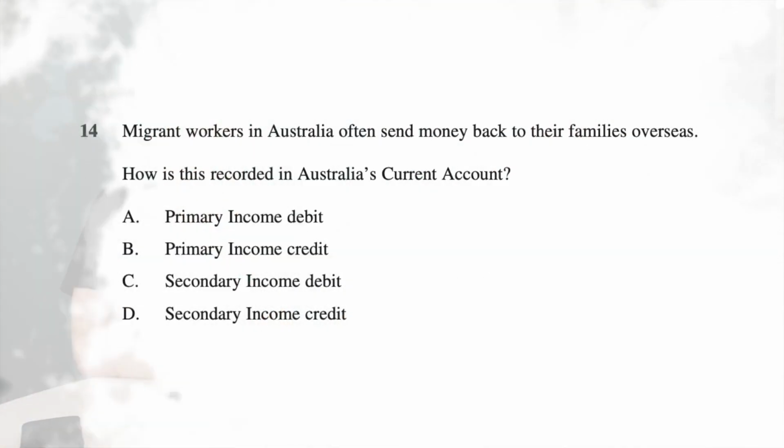Number 14: migrant workers often send money back to their families overseas. How is this recorded on the CAD? I liked this because it's a good example of what I often say when teaching the current account: make sure you learn the different transactions on the accounts, because often there is a multi-choice question that is trying to trick you on one of them. And I think this was an example of one where they haven't done this one for a little while.